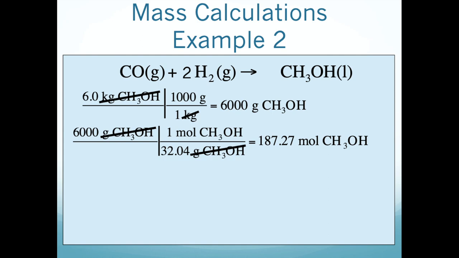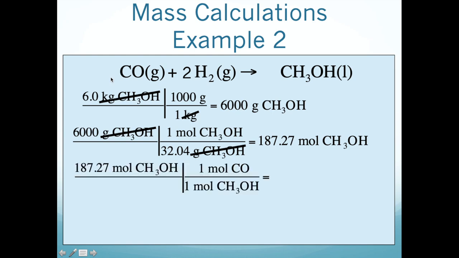So again, we're doing this as two separate problems. Our first problem is to get to carbon monoxide. So what's the relationship between methanol and carbon monoxide? Well, it's a 1-to-1 ratio, right? There's one methanol over here for every one carbon monoxide. So if we have 187 moles of methanol, that tells us we have 187 moles of carbon monoxide, the same number, because of that 1-to-1 ratio. Okay, so that was a really easy calculation.